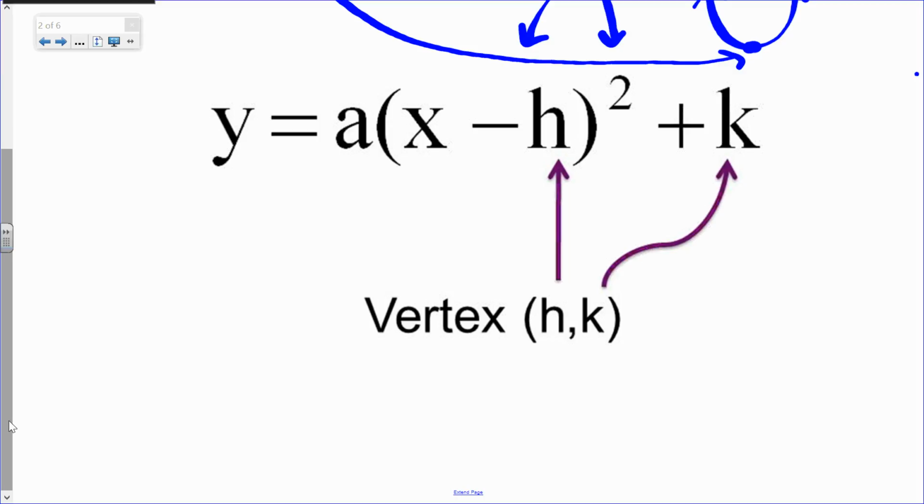Go ahead and copy this down and write these arrows, vertex h, comma, k. And I'll explain right now. So I'll give you about a minute to copy that down nice and neatly, nice and big too. You're going to see this a lot in the next few weeks.